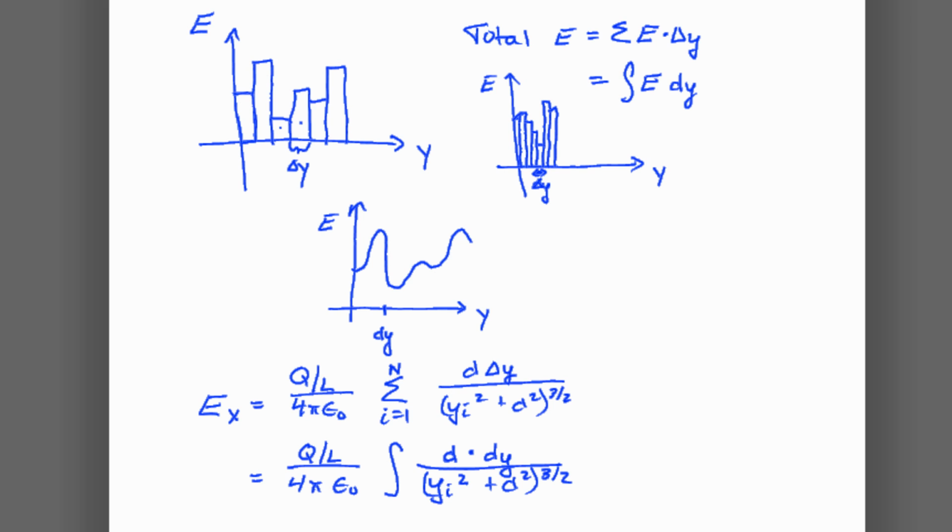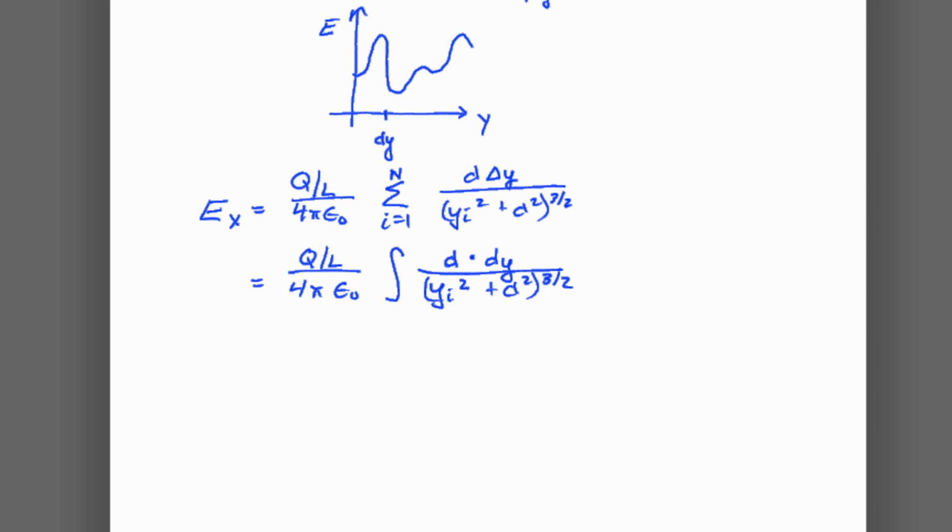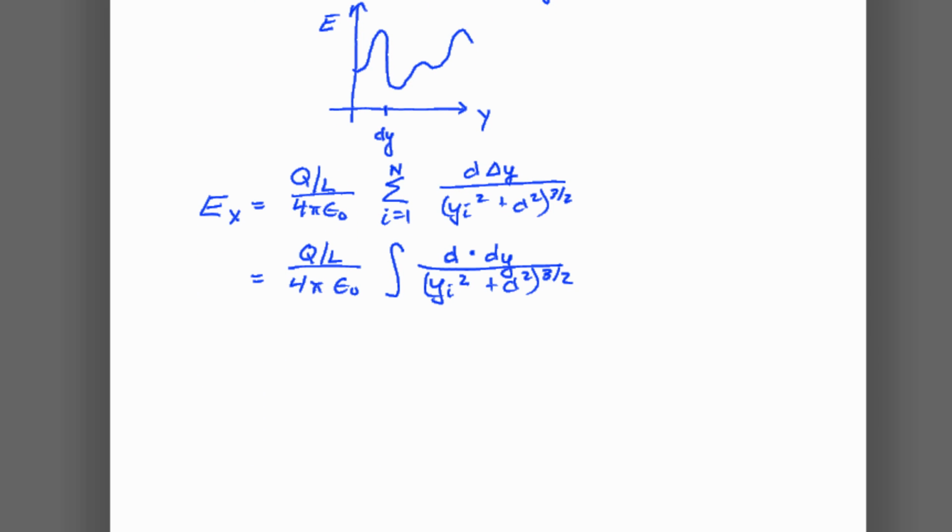Now we need to know what to evaluate this integral over. Since our variable here is dy, that's a unit of length. So basically we need to know, how long is this wire? Well, we know in the positive y direction it stops at L over 2. In the negative y direction, it stops at negative L over 2. So that's what we want to evaluate our integral over.